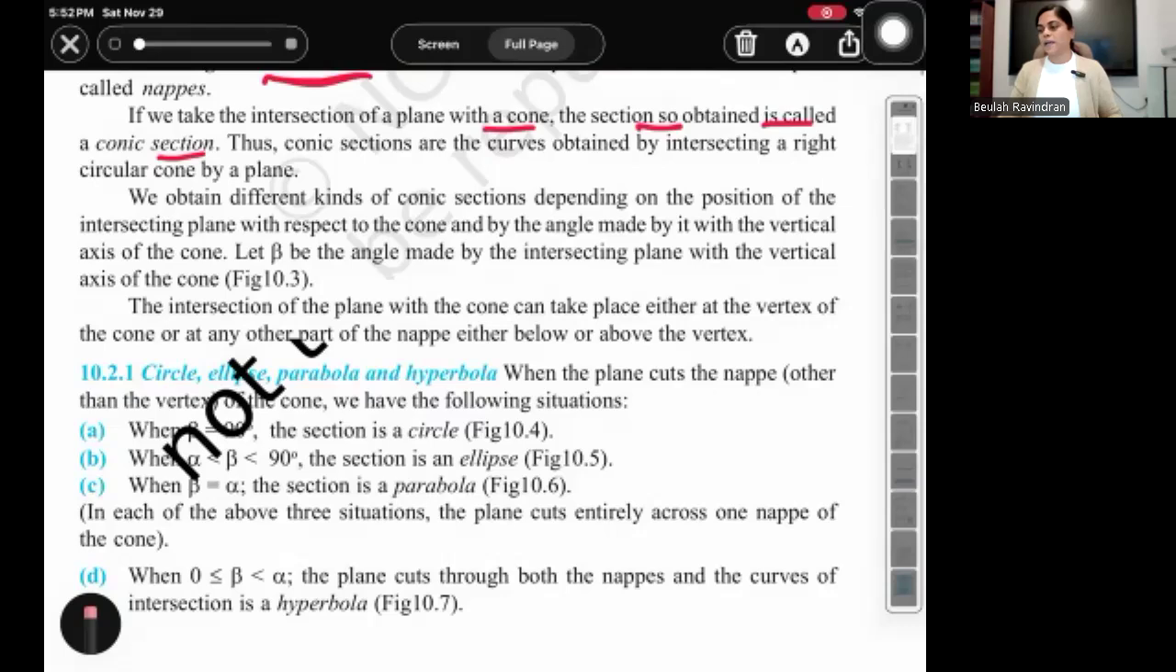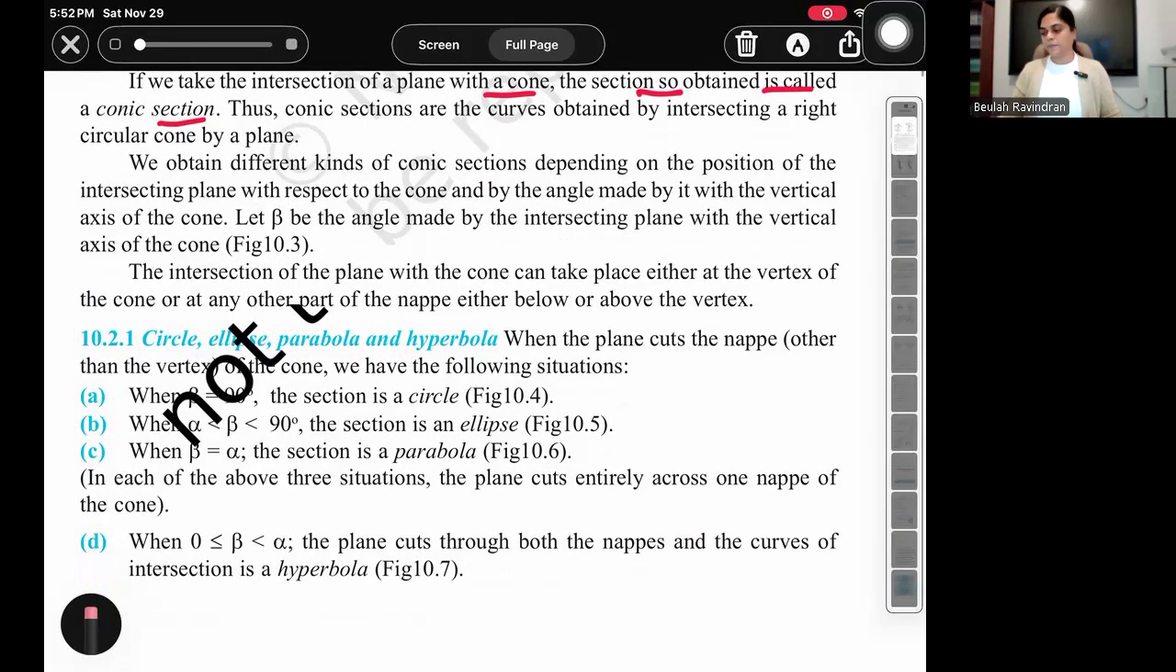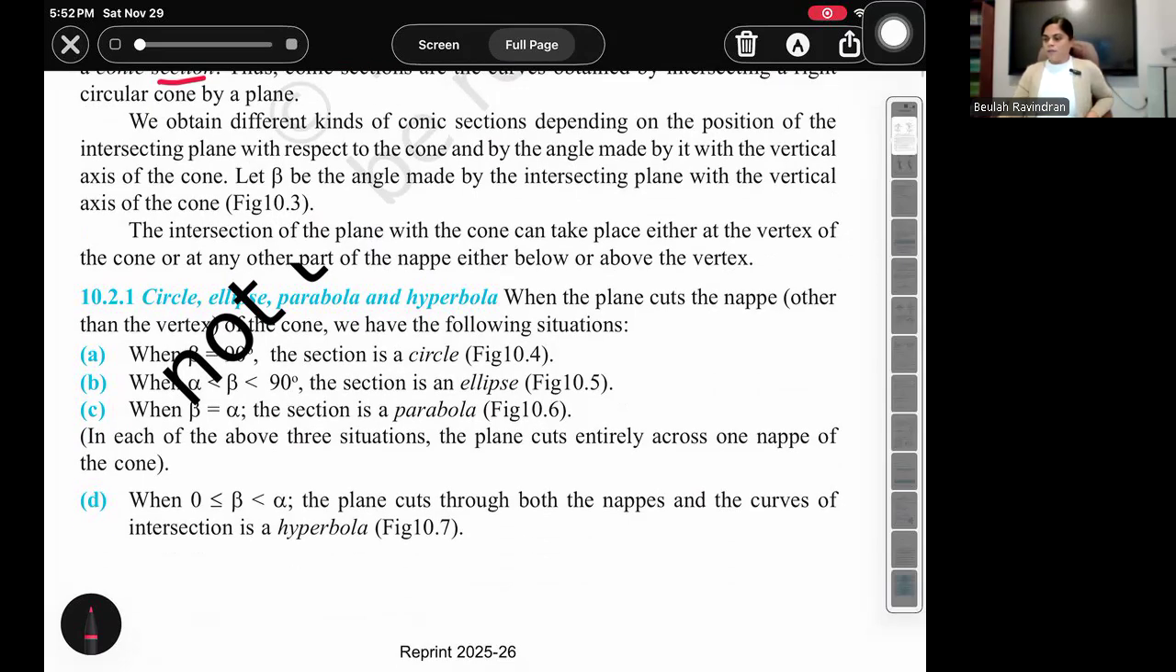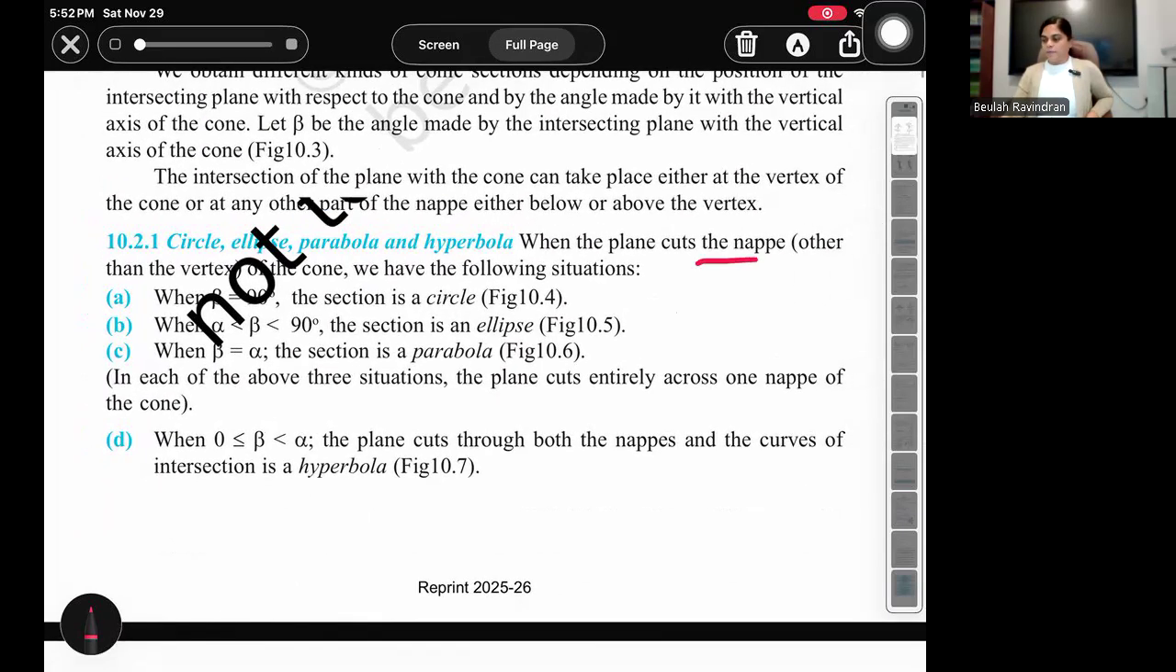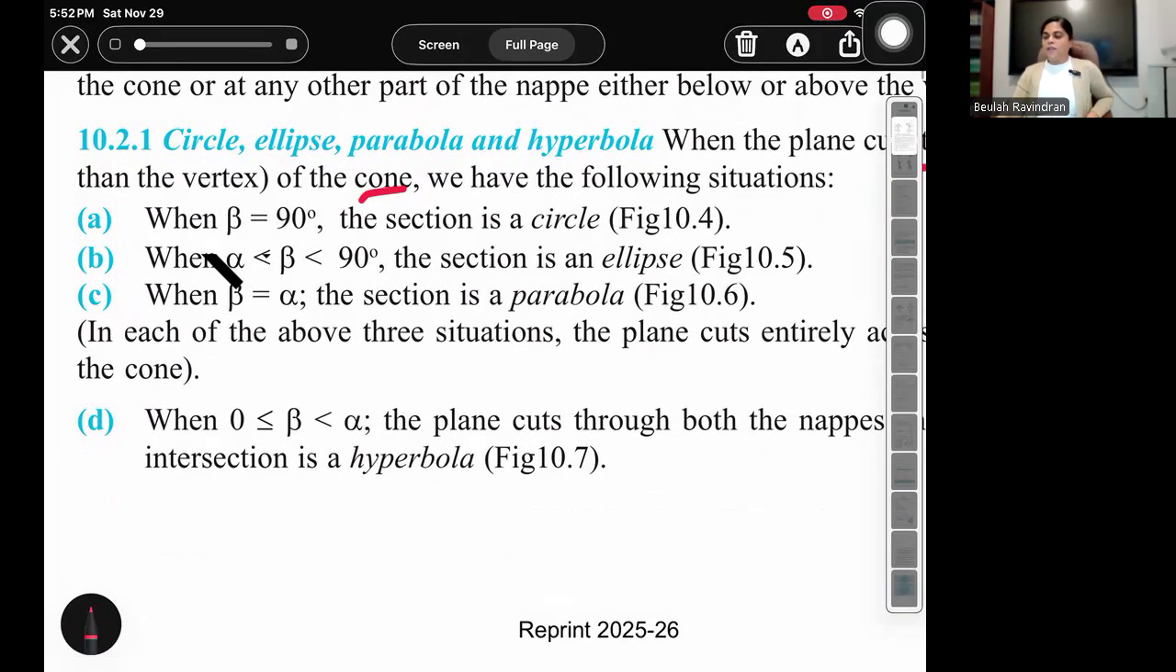Based on this angle beta, we are going to see this. Beta is the angle made by a plane. Conic sections depend on the position of the intersecting plane with respect to the cone and the angle made by it with the vertical axis of the cone. Let beta be the angle made by the intersecting plane with the vertical axis of the cone. That we are going to see. When the plane cuts the nappe of the cone, we have the following situation. If beta is exactly 90 degrees, that section is a circle.